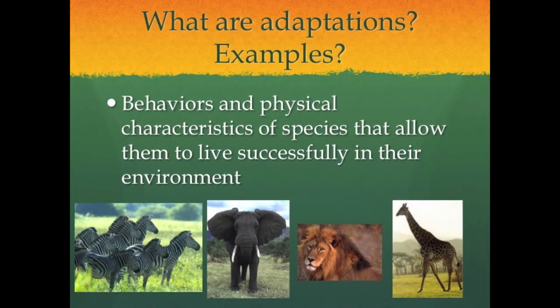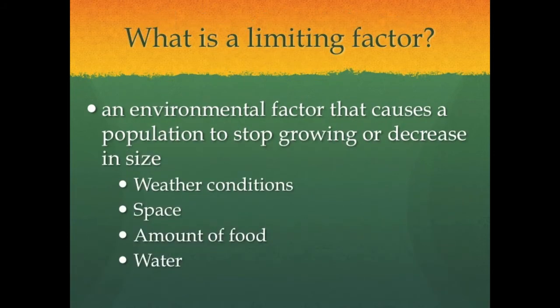Next up, adaptations, and some examples here. Those are behaviors and physical characteristics of species that allow them to live successfully in their environment. First example here on the left, zebras. They're actually able to stand in a group, and those stripes can confuse a predator. The elephant, tusks and trunk. Lions actually have whiskers to help them hunt, along with great eyesight, and the giraffe, obviously, the neck.